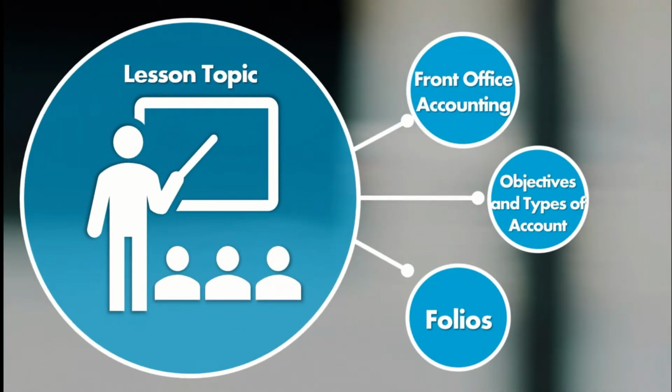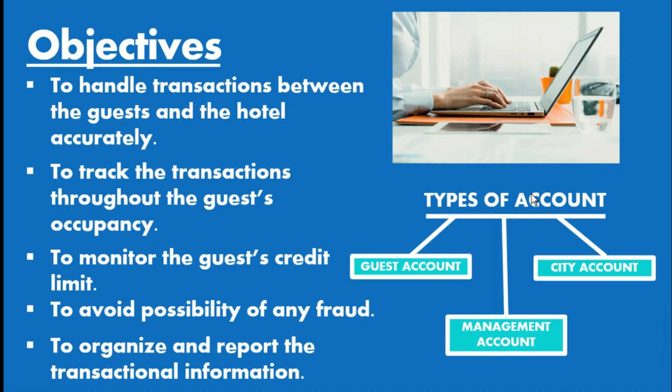So, for our objectives and types of account, these are the following. The objectives of front office accounting are the following. Number 1, to handle transactions between the guest and the hotel accurately. Number 2, to track the transactions throughout the guest occupancy. Number 3, to monitor the guest credit limit. Number 4, to avoid possibility of any fraud. Number 5, to organize and report the transactional information.